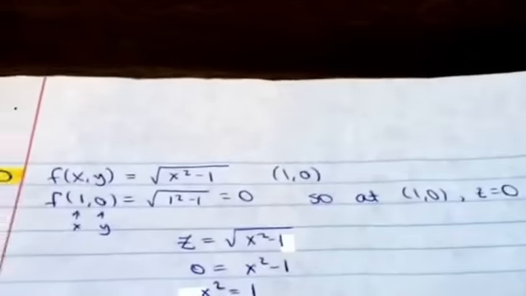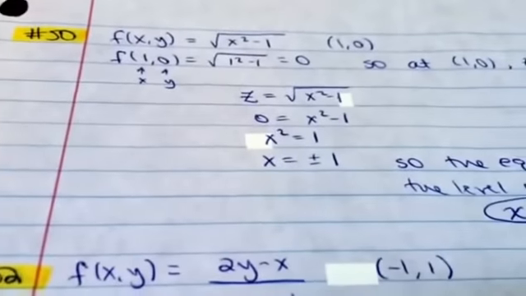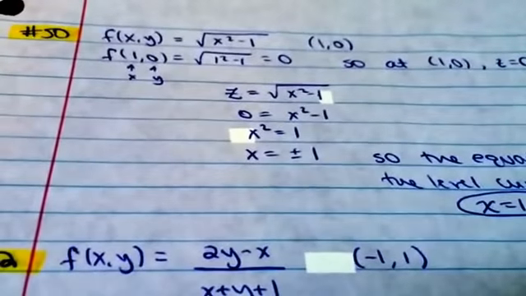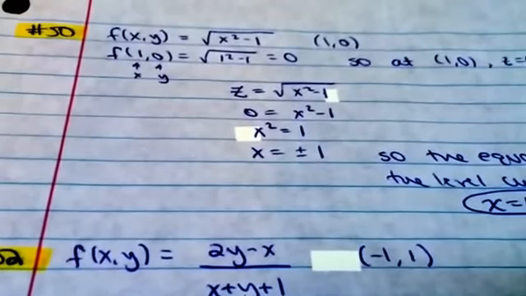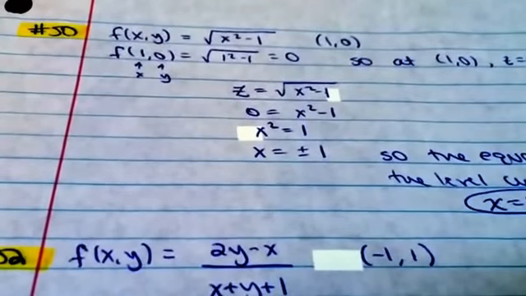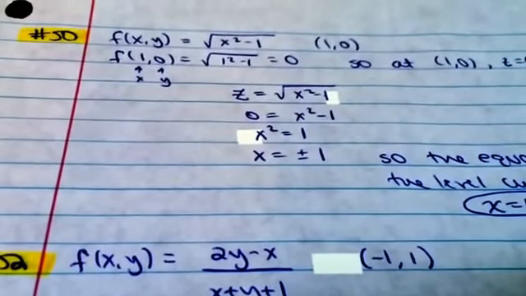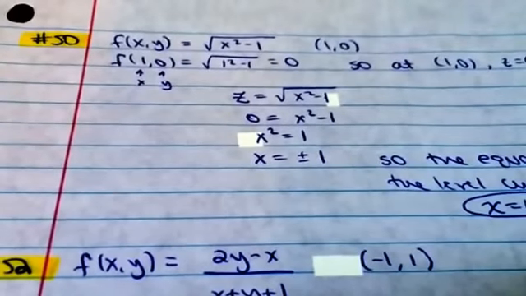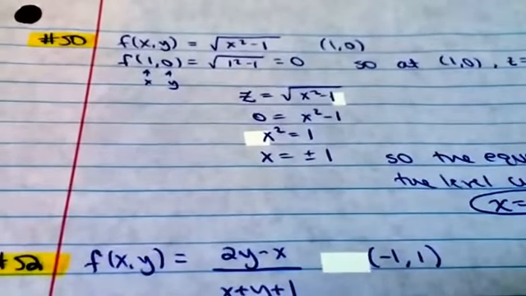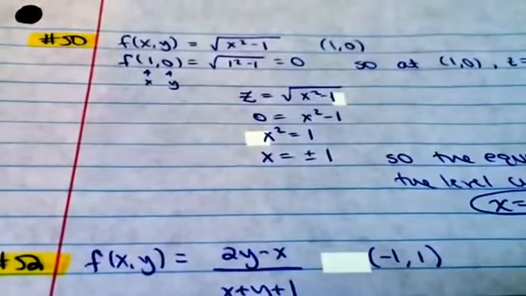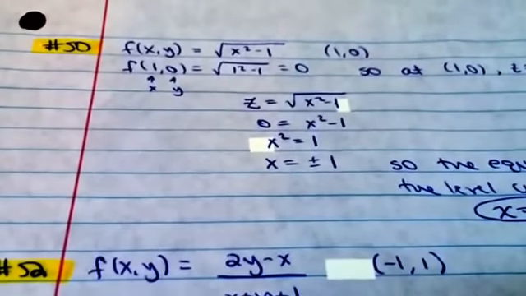All right, so you try this by yourself. The next one, pause the video, try it by yourself. It's 52. So same thing. You're trying to find the equation for the level curve, or the equation that would give you the level curve through this point. Okay, so pause the video, try this by yourself.